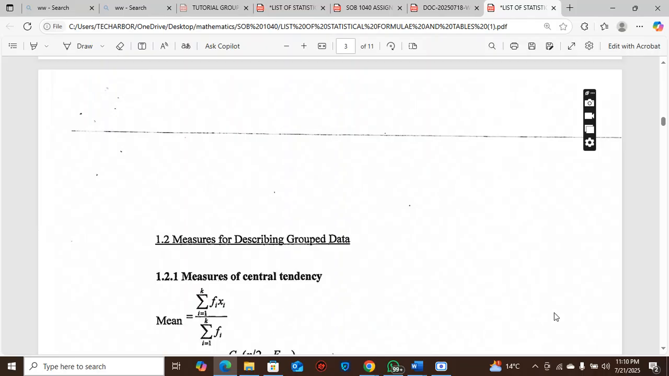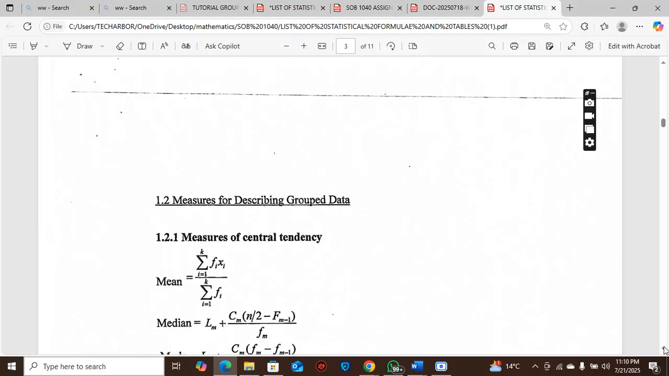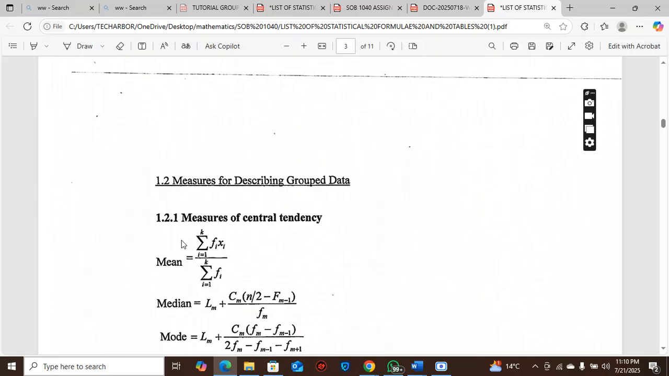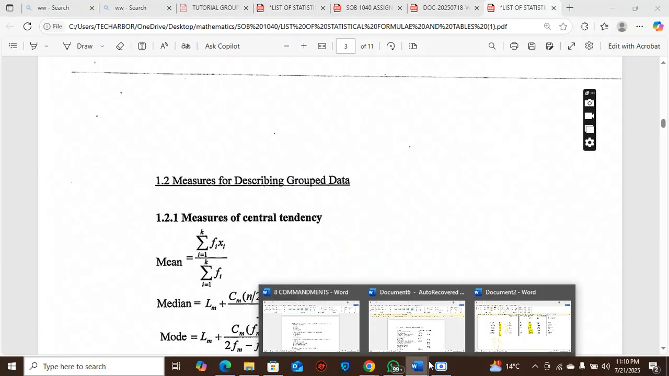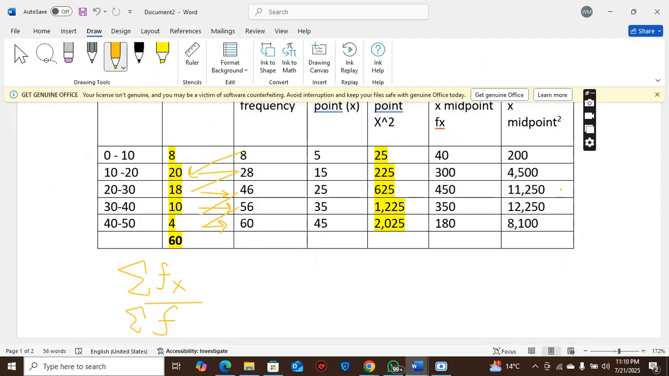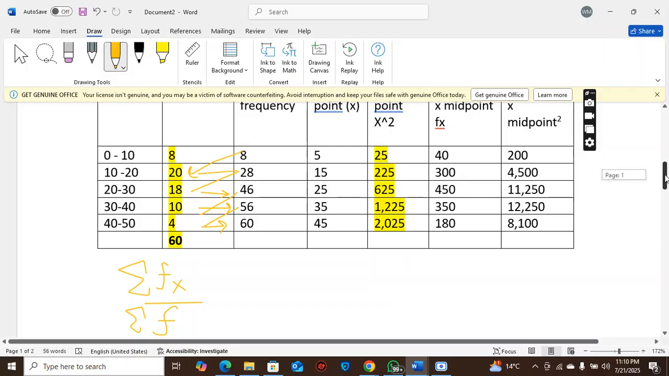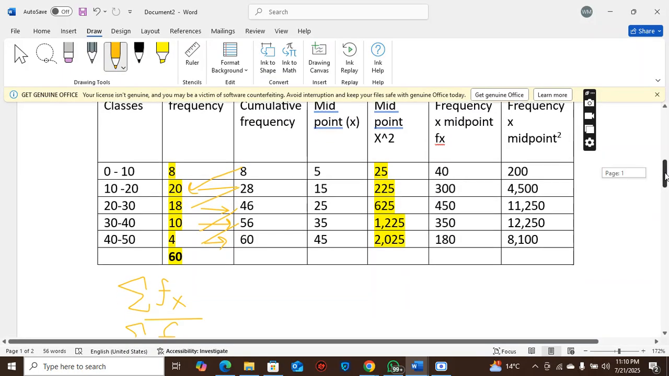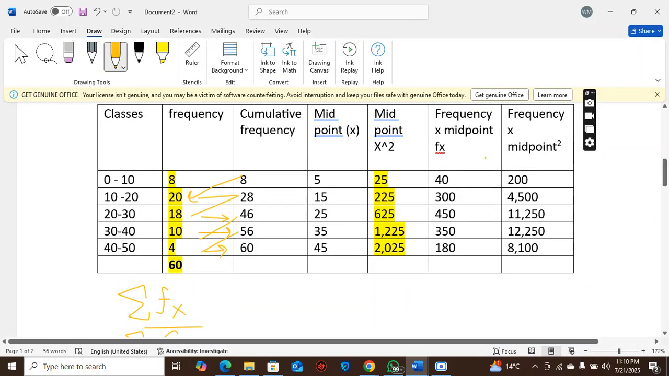Ignore these signs on top, the K and the I. What these are is just saying each individual variable. So in the exam, do not put this on top. The way I've written it, you put it like that. So what is the summation of f times x? Frequency times midpoint. This one here, the summation.